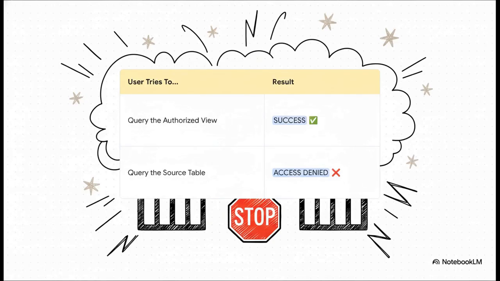So let's check out the final result. If our analyst tries to query the authorized view we built for them, they get their data. It's a success. But if they get a little curious and try to go around it and query the original source table directly, access denied. The gatekeeper is doing its job perfectly.